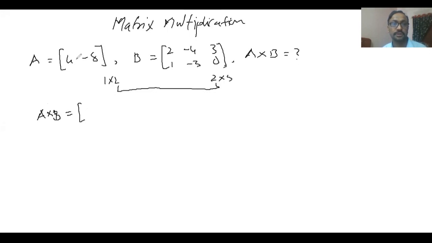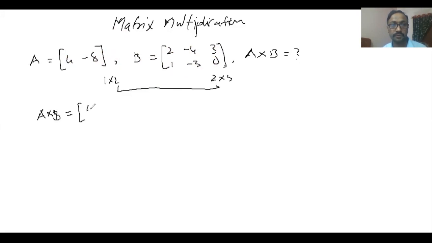The procedure for this multiplication is, let me show you. We'll take the first row and multiply it by the first column first. So the 4 will be multiplied with 2, and then minus 8 will be multiplied by 1. Then we'll take the first row and multiply the second column of the second matrix. We'll take the first row and multiply the third column of the second matrix. So this is the procedure we'll follow.